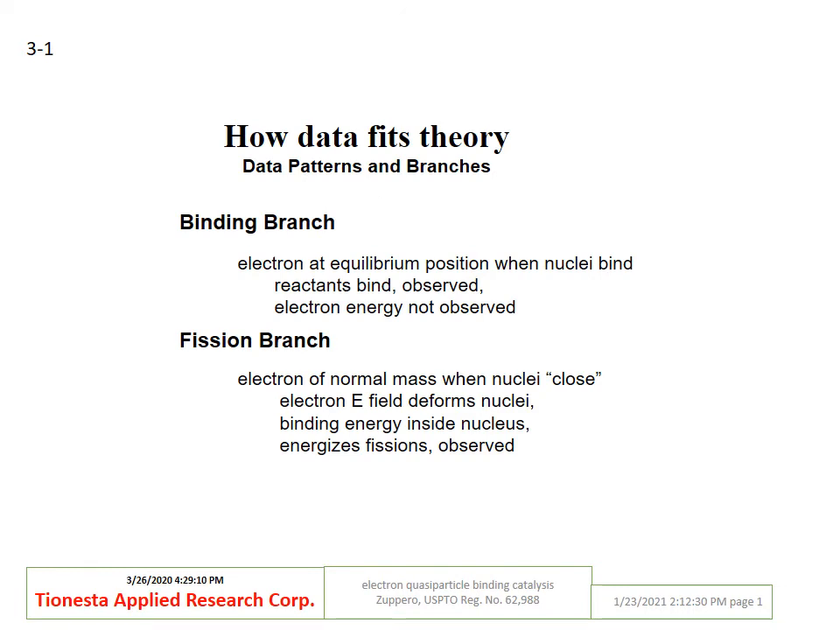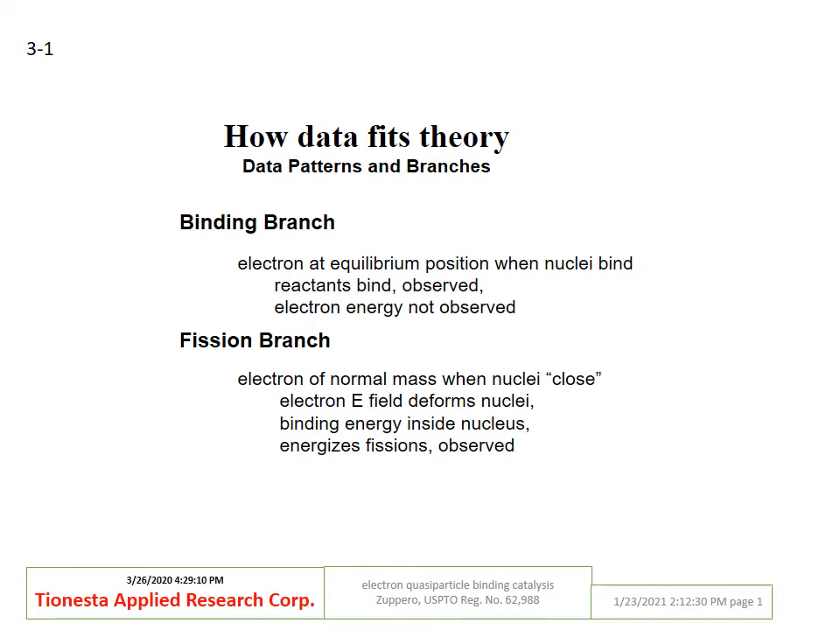So now two branches clearly appear. Here's how our data fits a theory. When we look at 30 years of LENR data, we see a binding branch and a fission branch. The binding branch is where hydrogen and deuterium appear to just bind with the reactants. From aluminum through uranium, they just bind. In the fission branch, instead of binding, the nuclei explode.